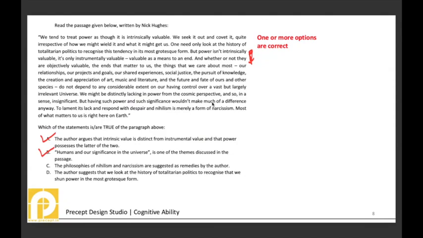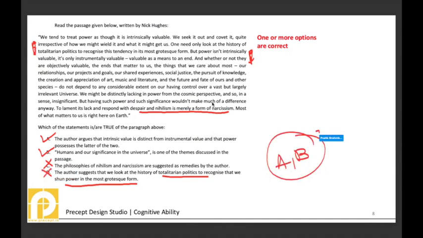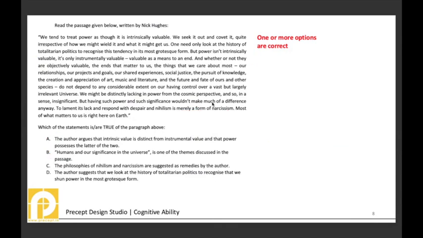No, he says that they are forms of narcissism. So they're not remedies actually. So C is wrong. D says the author suggests that we look at history of totalitarian politics to recognize that we shun power in the most grotesque form. No, we identify power. We recognize it in the most grotesque form. So this is given here. So D is wrong. A and B are the only ones which are correct here. We'll move to the next one.